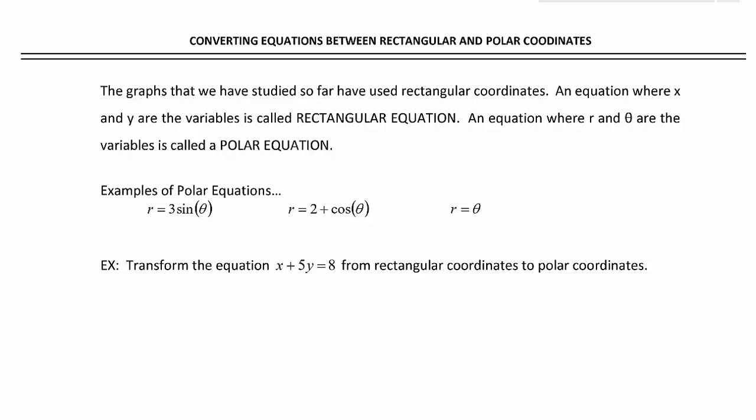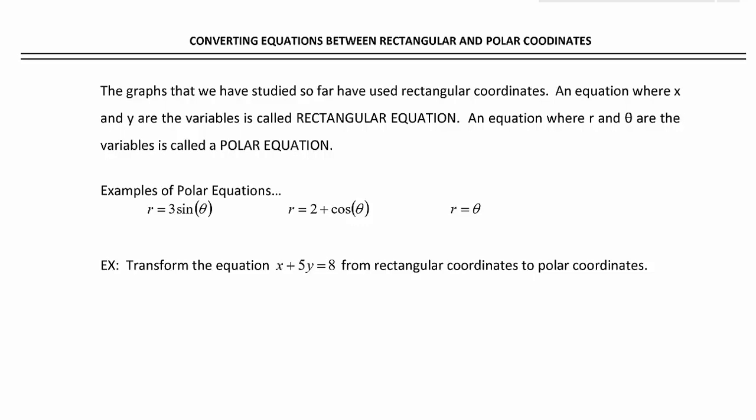In this video, we'll discuss converting equations between rectangular and polar coordinates. The graphs that we have studied so far have used rectangular coordinates. An equation where x and y are the variables is called a rectangular equation, but an equation where r and theta are the variables is called a polar equation. And these are some examples of what polar equations look like: r equals 3 sine of theta, r equals 2 plus cosine of theta, r equals just theta.